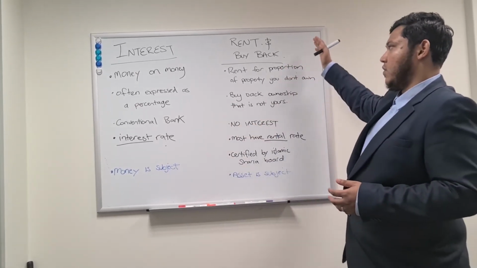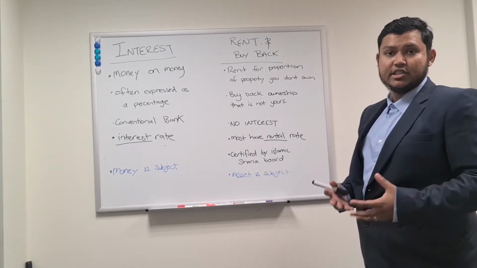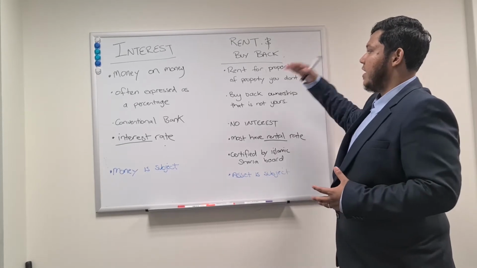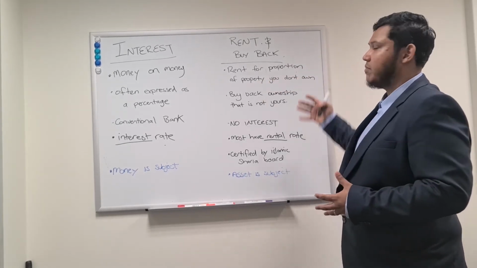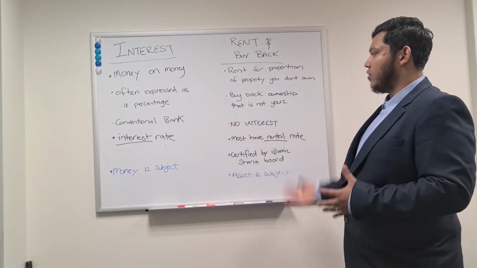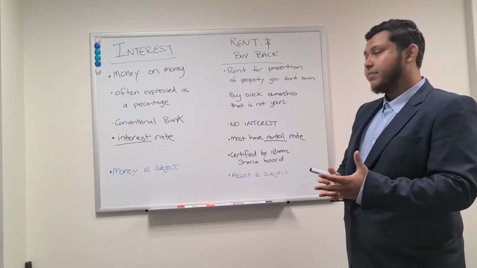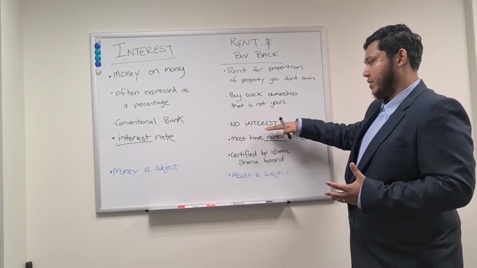If you look at the Ijarah model, which is what is used by all Islamic funders in Australia, we will see that you have to pay rent for the proportion of the property that you don't own. The second thing is you have to buy back the ownership that does not belong to you. So you basically buy back from the funder, and there is no interest rate.